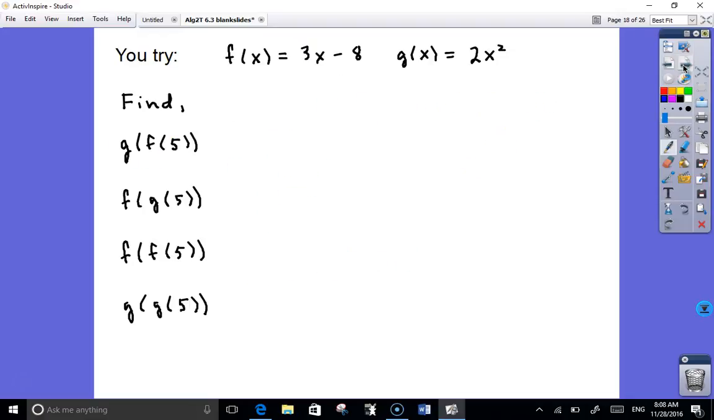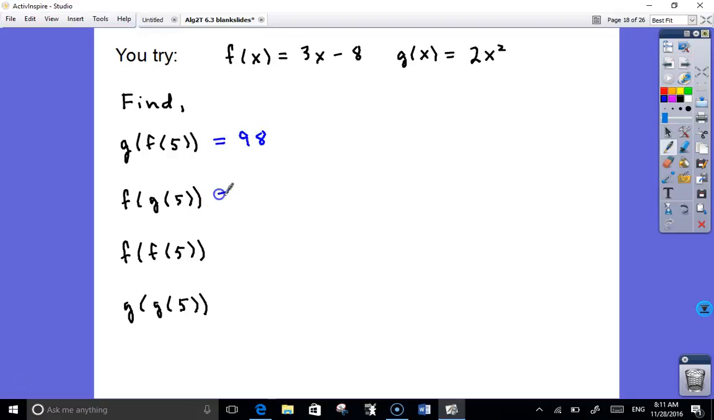So try that one. There's your two functions, and you're going to find 4 different things. You're going to find g of f of 5, f of g of 5, f of 5, and g of 5. Remember, the starting point is evaluate the inner function. So what did you get on the first one?